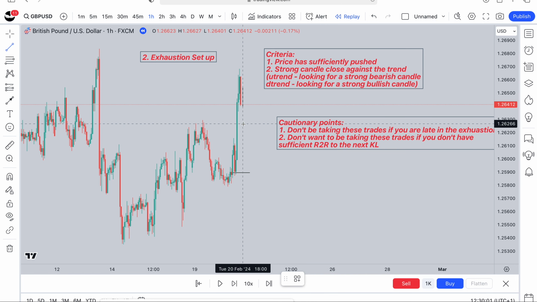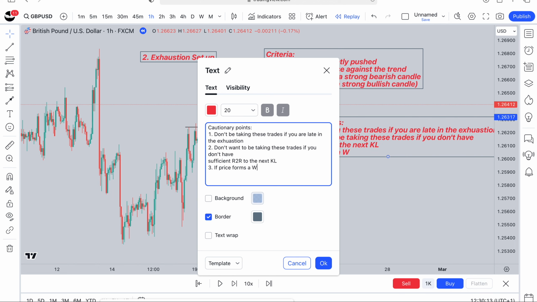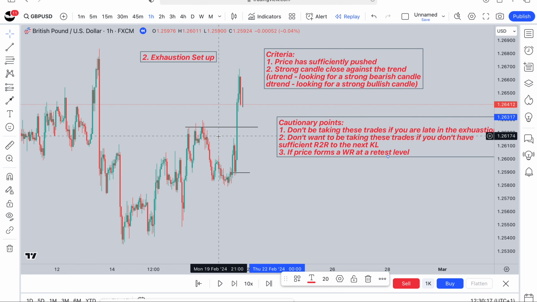From what I've seen, guys, in exhaustions, another thing to be wary of is if you go to a retest level, if price forms a wick rejection at a retest level. So what is a retest level? For those of you that don't know, when price breaks out of a level, it'll usually come back to retest the level that it broke from. People call it an inversion level. For me, it's just retest. I started trading in 2020, 2021, and that's what I learned.